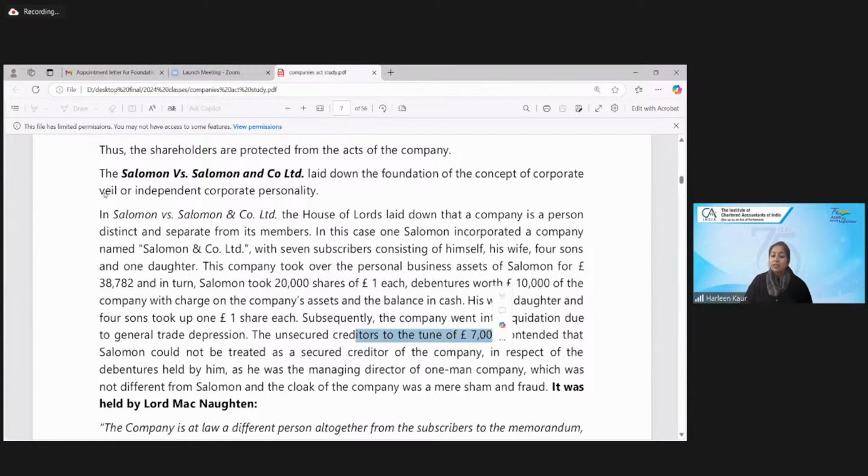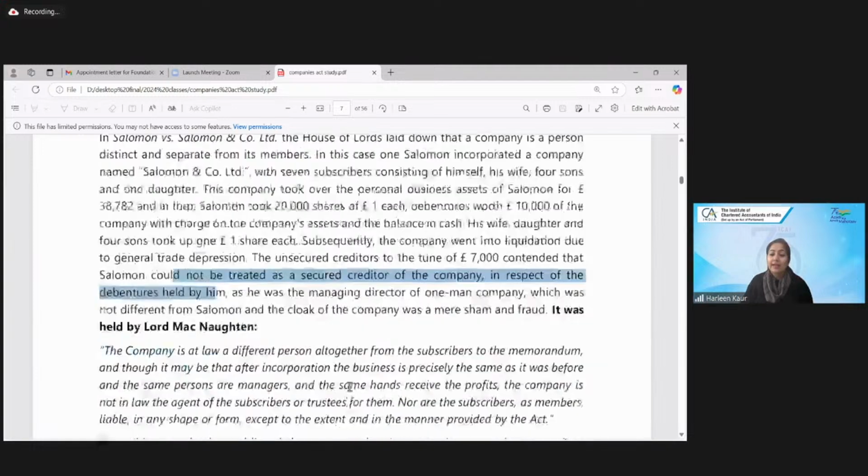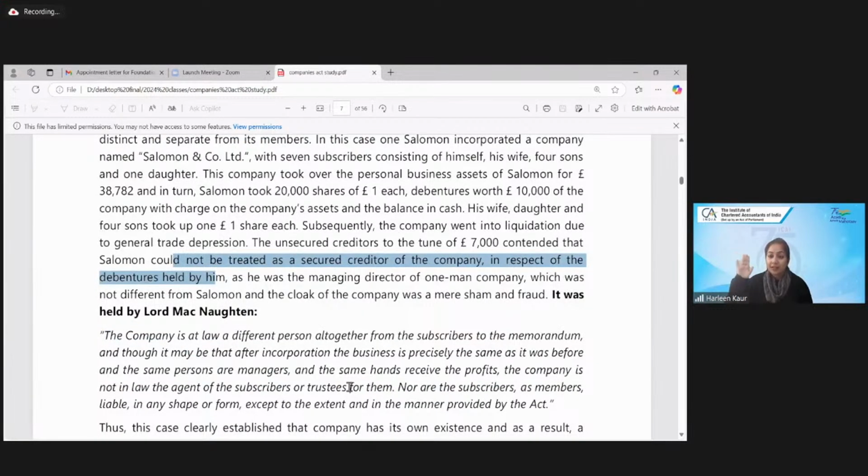Unsecured creditors of 7,000 got very angry. They said, Salomon himself is the owner of the company. Why are you giving the money to him only? Salomon should not be treated as the secured creditor for the debentures he has held. He was the managing director. He was a one-man company. So the law said, listen, children, the company is different. Shareholders are different. Salomon has been given the money because he is a secured creditor of the company.